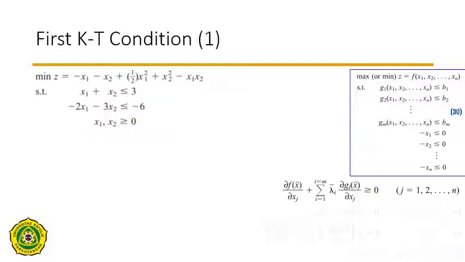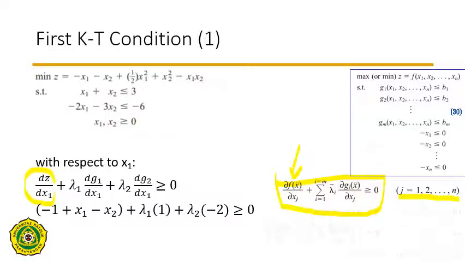Okay, so the first one says that we need to take the derivative with respect to each x variable that we have. Okay, so we have x1, x2 up to xn. In our problem, we have x1 up to x2. So we need to create an inequality with respect to each of the x. So let's do it for x1 first. So here we take the derivative of the objective function with respect to x1.